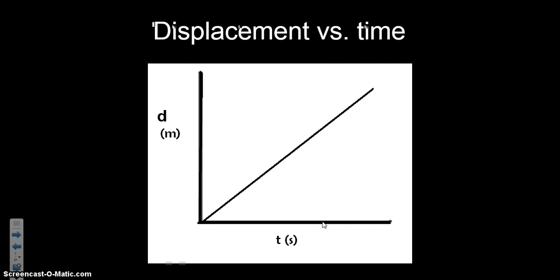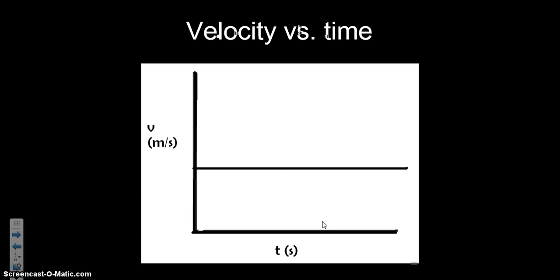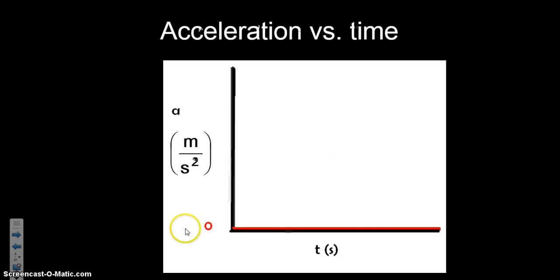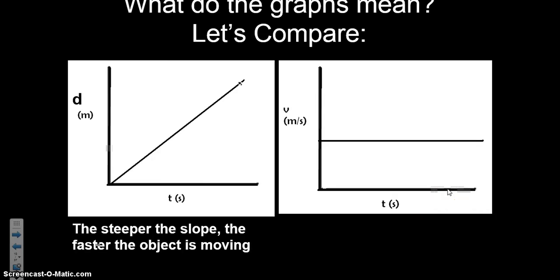All right, so just to reiterate, there's a picture of the displacement versus time graph. Nice upward slope. The velocity versus time graph is flat, but notice it's not at 0. It doesn't stay at the origin, and there's acceleration versus time. Sure enough, 0 acceleration the entire time.